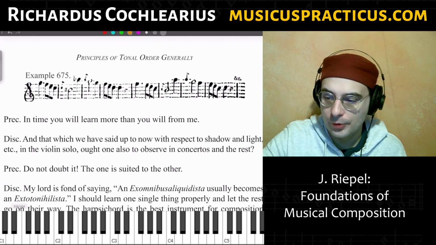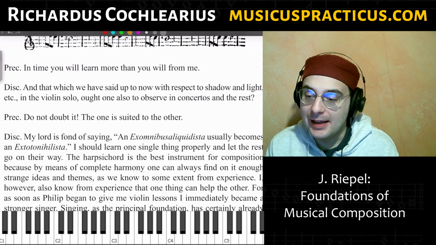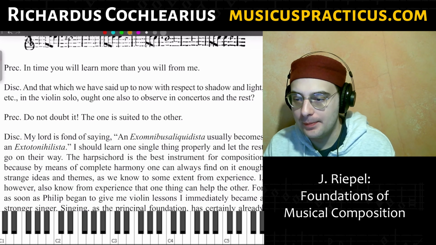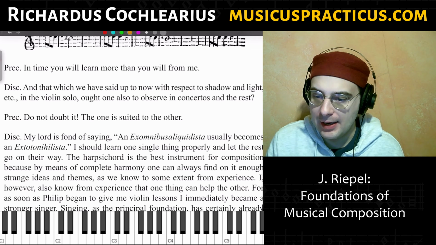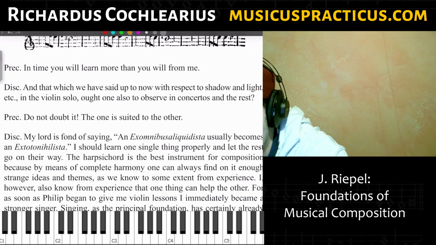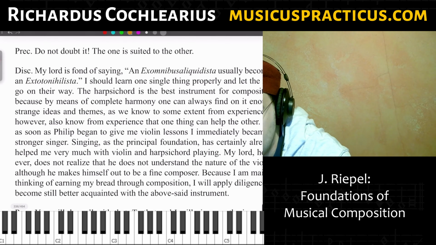In time, you will learn more than you will from me. At the end, that which we have said up to now with respect to shadow and light in the violin solo ought also to be observed in the concerto, and the rest do not doubt it. The one is suited to the other.